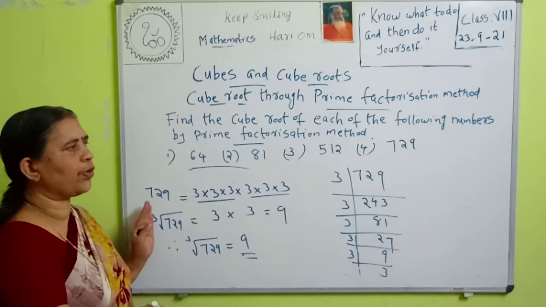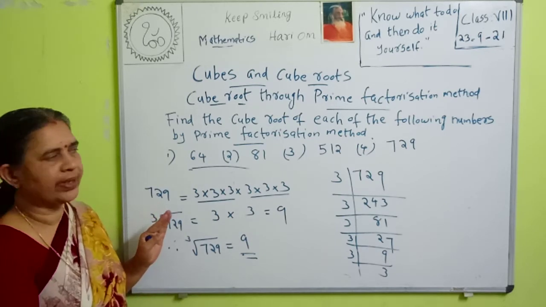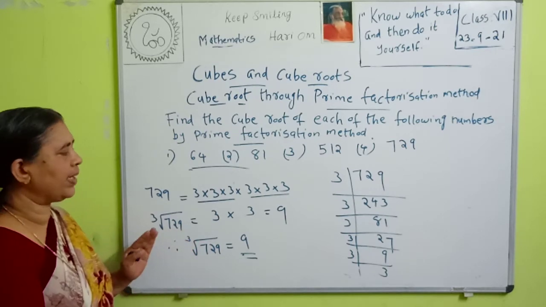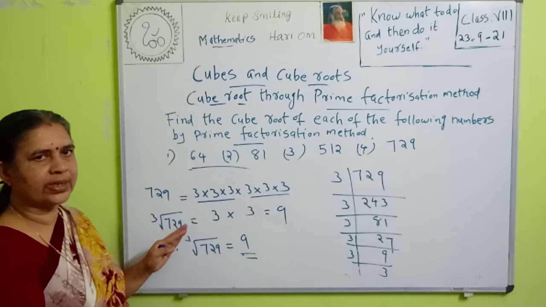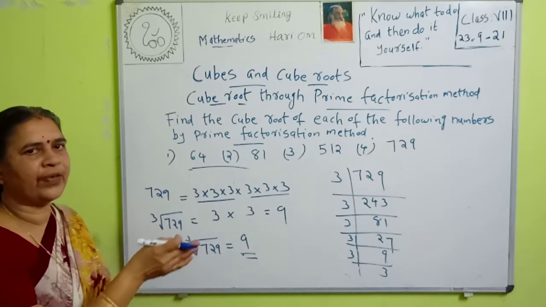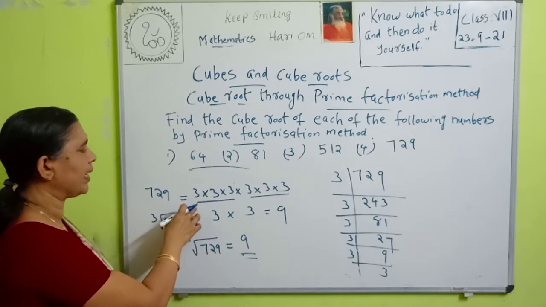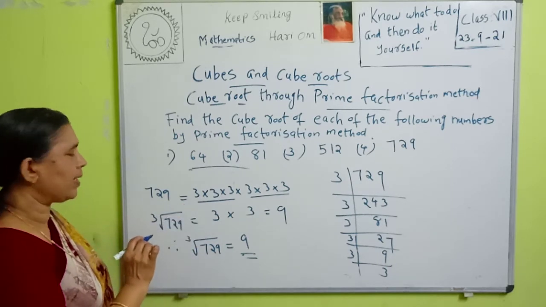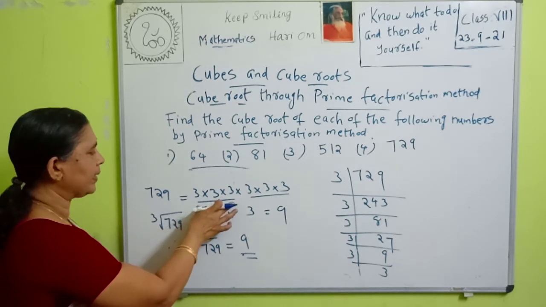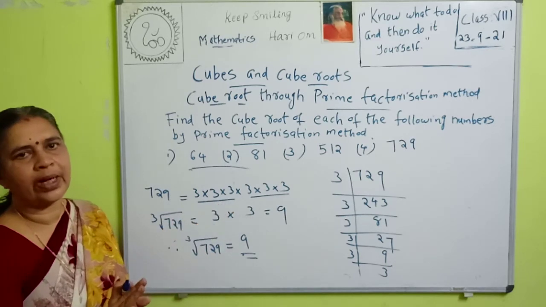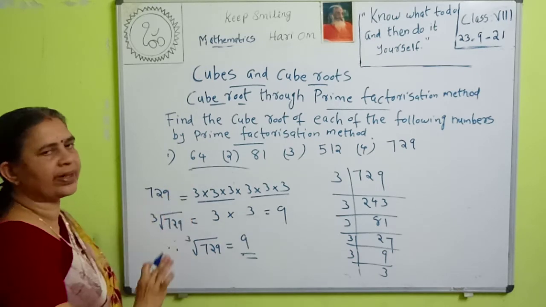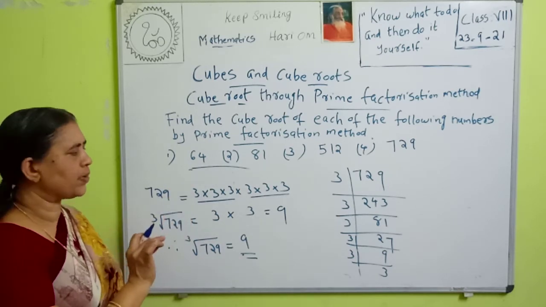So, to find the cube root of a number by prime factorization method, first we do the prime factorization of the number and then we group them into triplets. If we cannot group them into triplets, what can we say? That number is not a perfect cube. So, if you get a number like this, you write there, this number is not a perfect cube. Okay? If we cannot write the numbers in triplets, it is not a perfect cube. We cannot find the cube root of that number using this prime factorization method. Then you write it is not a perfect cube.